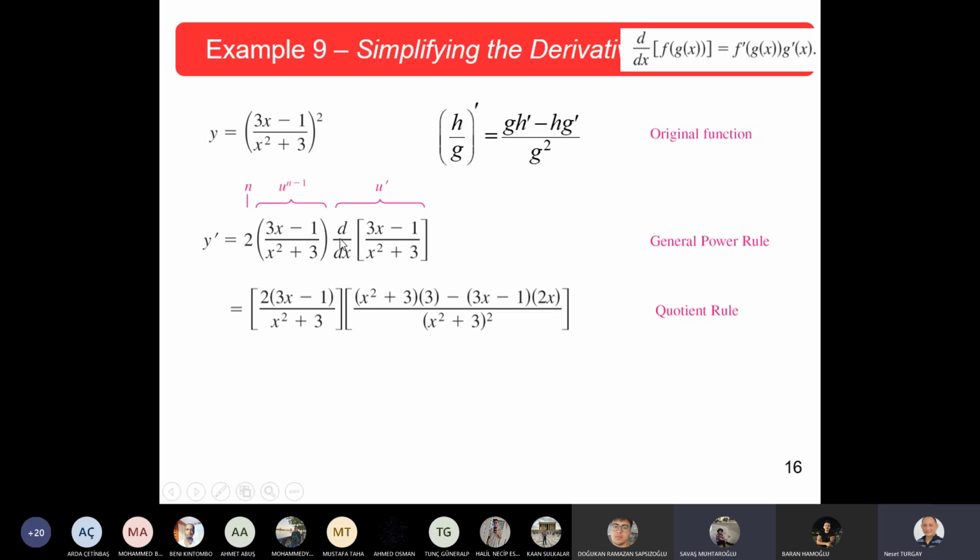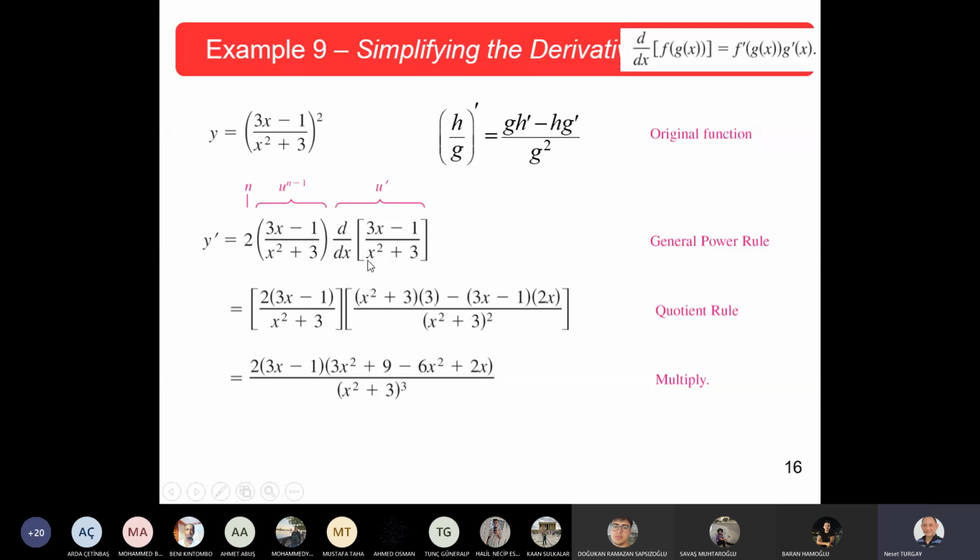I'm going to use the quotient rule. Now we are starting. So this is our plan, what we will do. You copy these guys and then take the derivative. But when you are taking the derivative of this, since it has a fraction, numerator and denominator, you will use this form, the quotient rule. So h is this, g is this one.